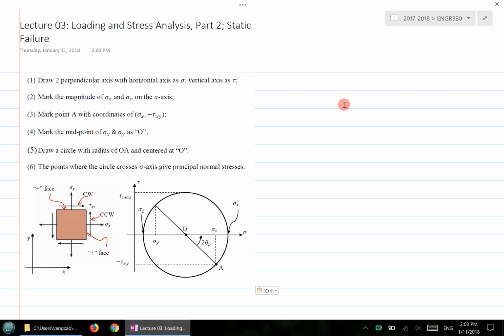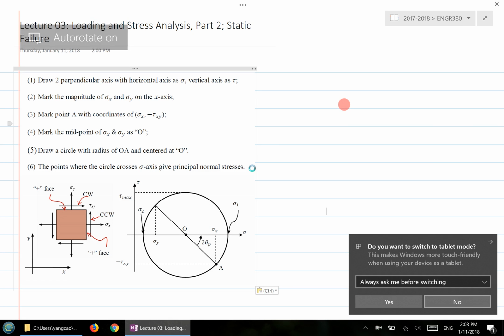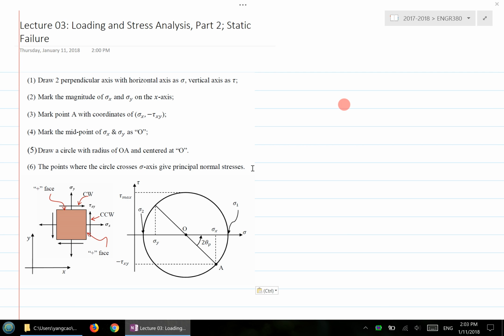Okay, so let's continue on the review, and we'll finish the review today, on the loading and stress analysis. In the previous lecture, we reviewed the causes of different types of stresses, basically normal and shear stress. And we also looked at the general state of stress.